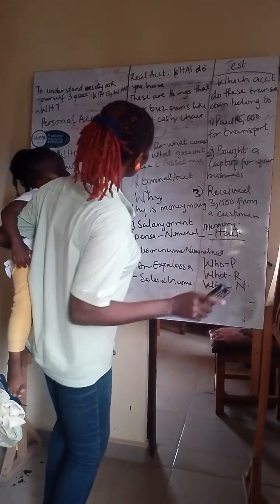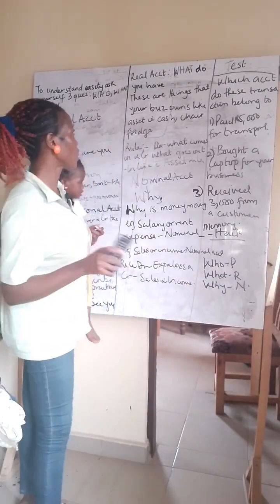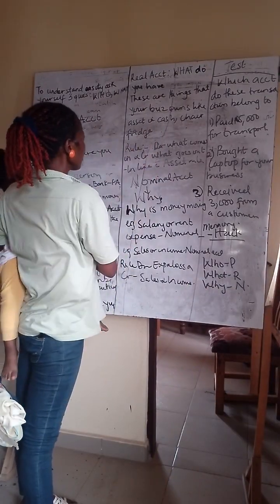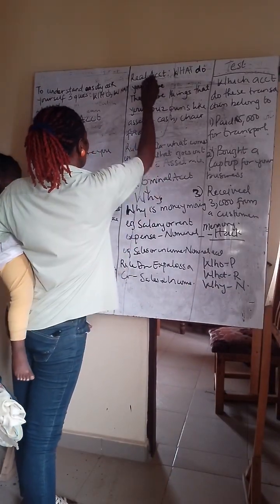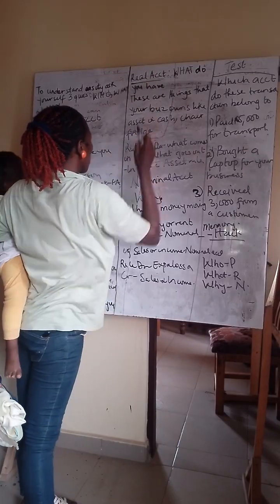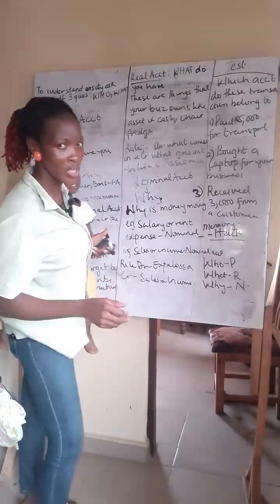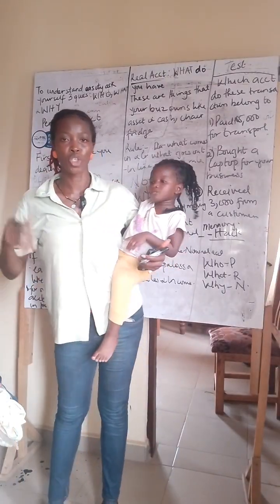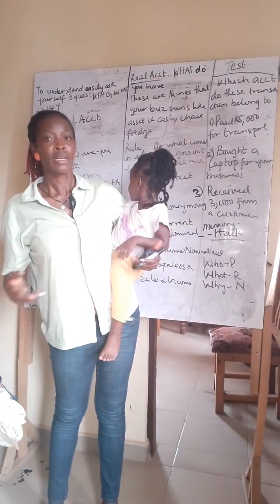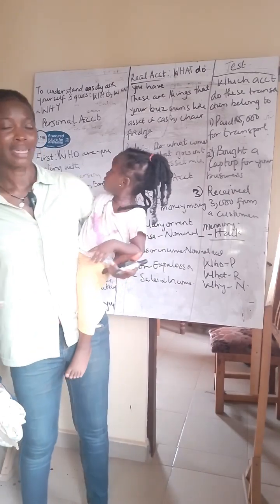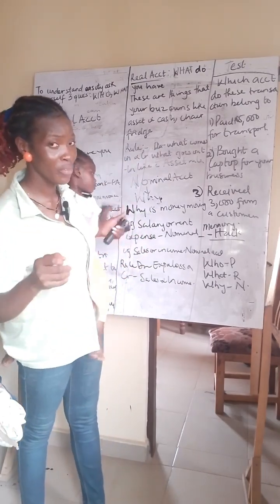Now, number 2 is the real account. When you have a real account, you're trying to answer the question, what do you have? So when you're given a question and you're able to answer the question, what do you have? In that scenario, that will give you an idea. That will give you clarity.